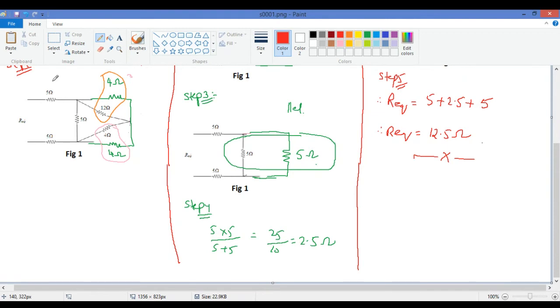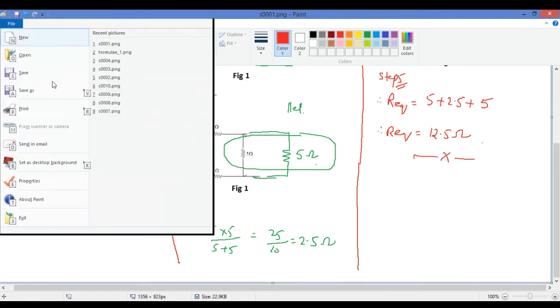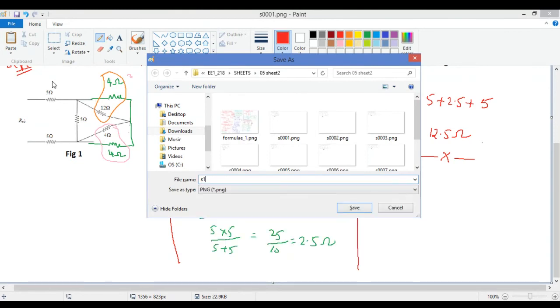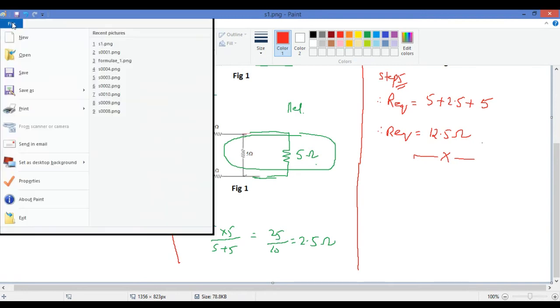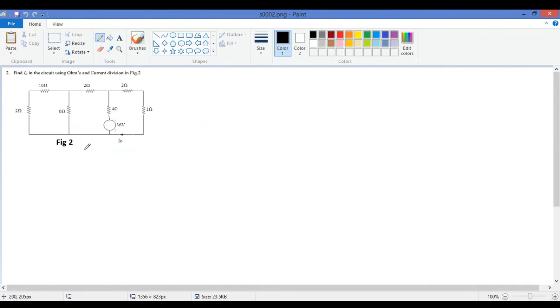So let's go to solve problem number 2. Okay, this problem 2. Find I naught in the circuit using Ohm's law and current division law. We know that Ohm's law is V is equal to IR, and current division law we also know, what is current division law. Okay, so are all of you able to see question number 2 on your screen? Okay, is it clear? So let me solve this.